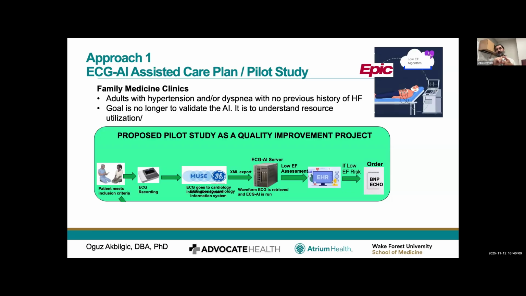We said hypertension because it is the most important risk factor for heart failure. With hypertension and/or a heart failure symptom, such as dyspnea, anyone who comes to an annual exam, for example, with one of those conditions is included, and all of them are getting a 12-lead electrocardiogram.